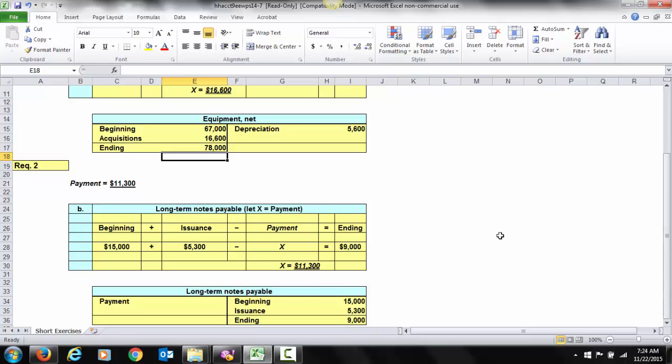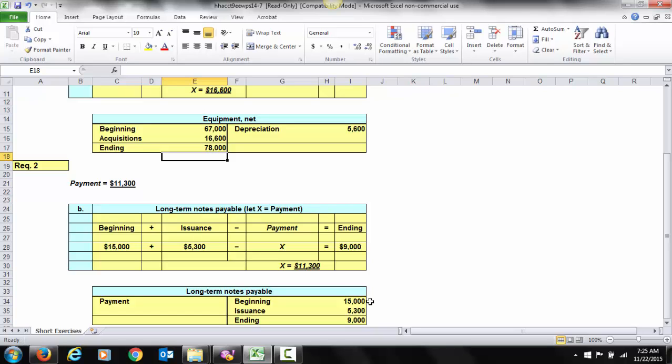Again, here's the information that we have. The payment of a long-term note payable. During the year, a business issued a $5,300 note payable. We know that the difference between the beginning long-term note payable and the ending long-term note payable is $6,000. But what we don't know is how we got that $6,000. So we start by putting in the information that we have. Again, you can set it up like an equation, or you can set it up like a T account. Let's start with the T account first.